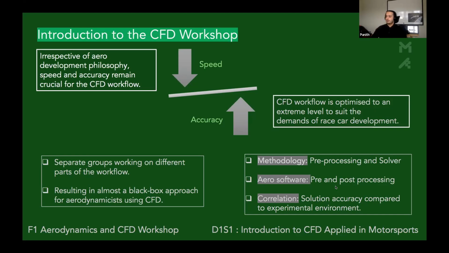So you've got these three groups from the list that I showed you before. They get involved. The methodology group do have a lot of focus on pre-processing and solver because they're intrinsically tied together. You need to have a very good handle on your meshing quality and robustness for your solver to work as well as it can. So the methodology group focus on this. Aero software focus on all the automation, pre and post processing. This is just going into the details of what some of those groups do. The aero performance correlation group, for example, look at the solution accuracy compared to the experimental environment from both the wind tunnel and the track.